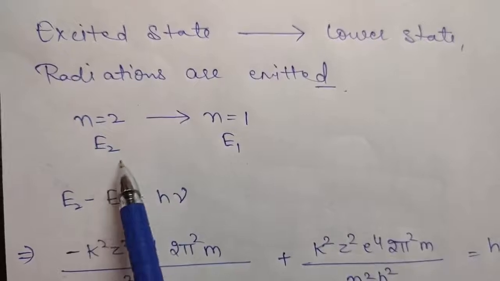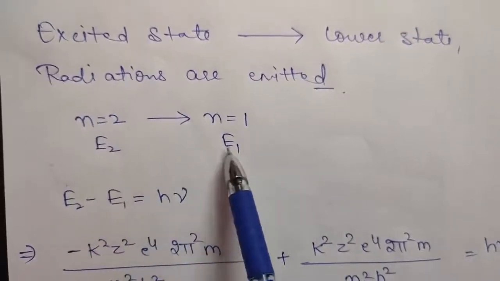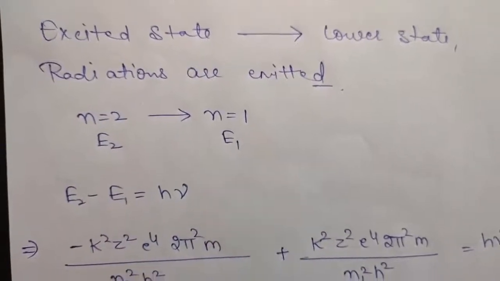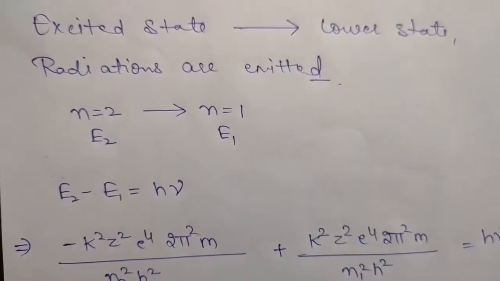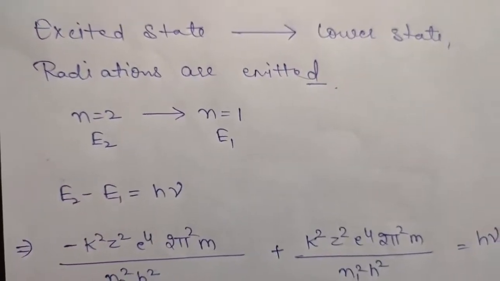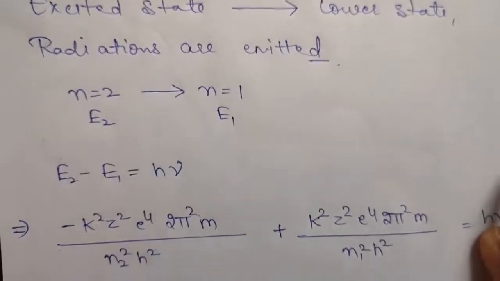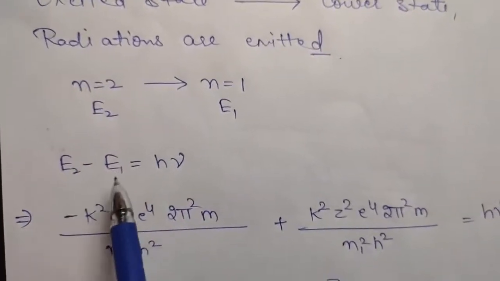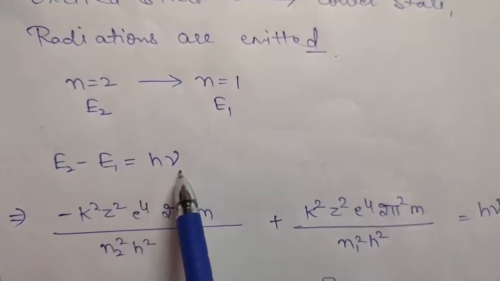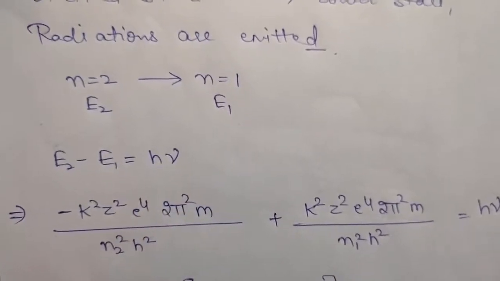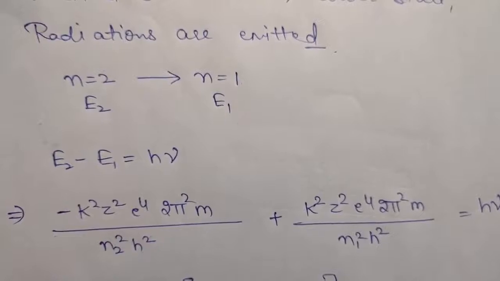E2 is the energy in the second state and E1 is the energy in the first state. So can you tell me what amount of energy will be emitted when the electron makes this transition from n equal to 2 to n equal to 1? Obviously it will be the difference, that is E2 minus E1, which will be equal to h nu. This you have also studied in Bohr's third postulate, right?